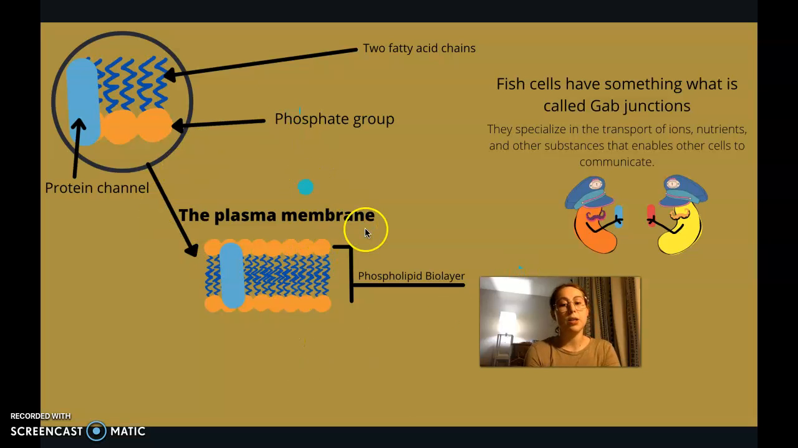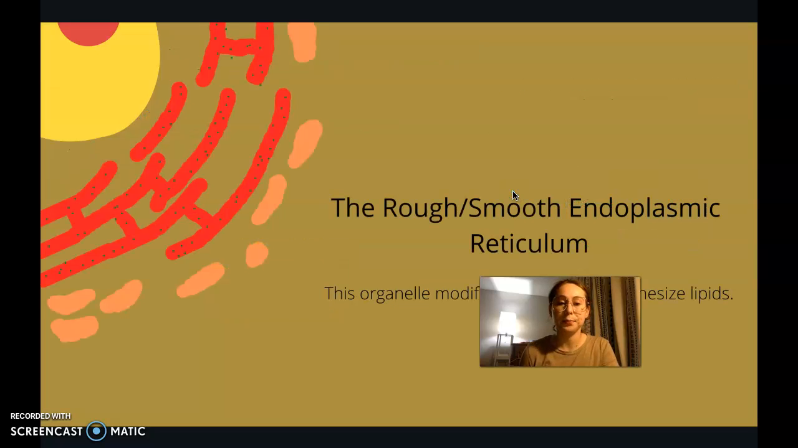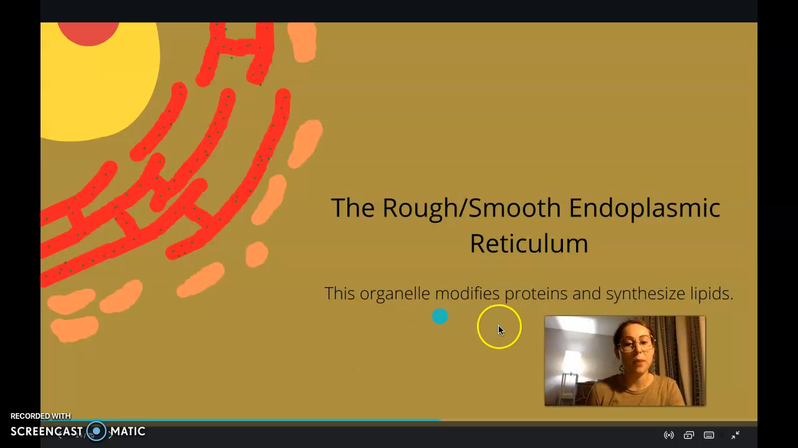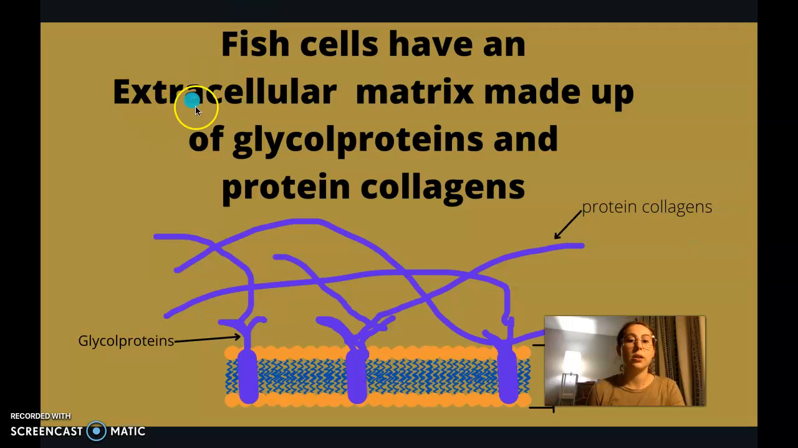Then with the cell membrane, you have the phospholipid bilayer, which is made up of a phosphate group and two fatty acid chains. Fish cells have what are called gap junctions. They specialize in the transport of ions, nutrients, and other substances, which enables cells to communicate. The rough and smooth endoplasmic reticulum modify proteins and synthesize lipids. They also have an extracellular matrix made up of glycoproteins and protein collagens, which attaches to that phospholipid bilayer.